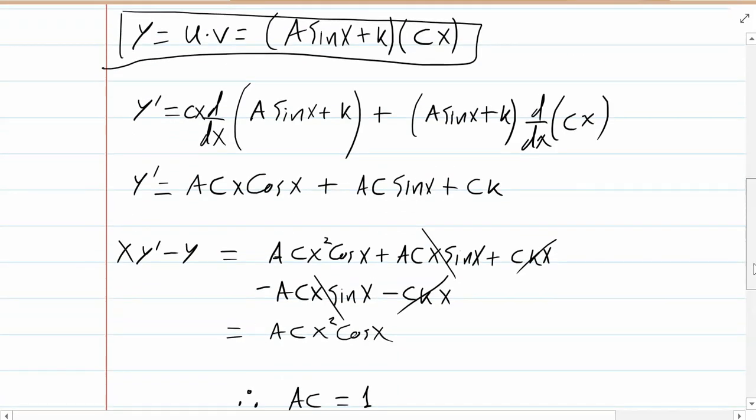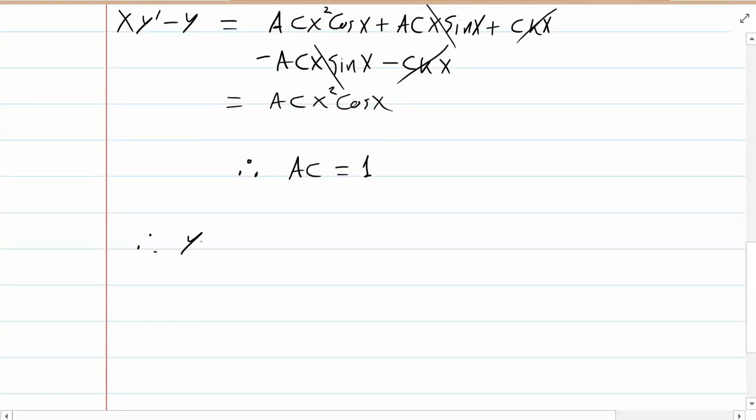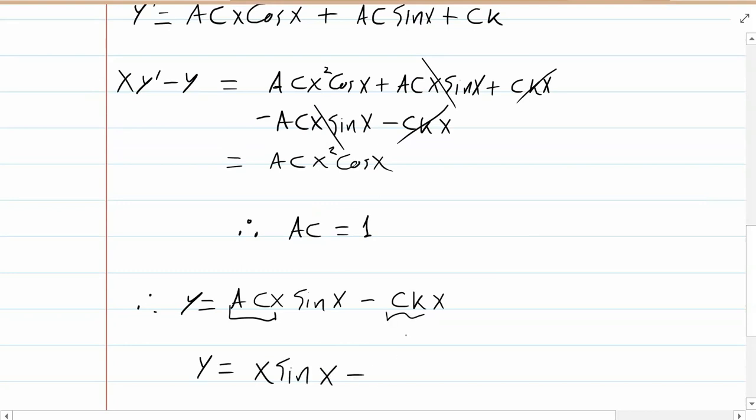Let's see, so that means that y is equal to acx sine x minus some ckx. So this ac was 1, therefore this is x sine x, and I'm going to name this other constant alpha. And this is the solution to the differential equation.